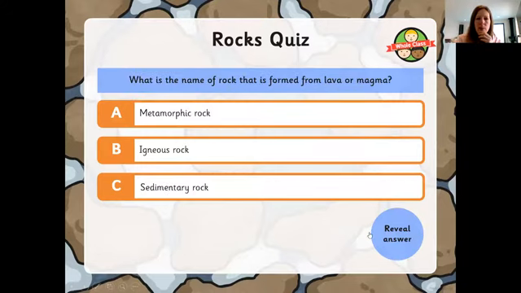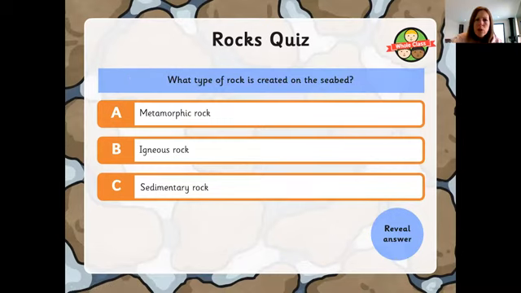Let's go on to the next one. What is the name of the rock that is formed from lava or magma? Remember, we talked about the fact that a certain type of rock is formed from the magma inside a volcano, or the lava that comes out of the volcano. Is it metamorphic, igneous or sedimentary? Let's see what the answer is. Of course, it's igneous. Igneous is our type of rock that is formed from lava or magma.